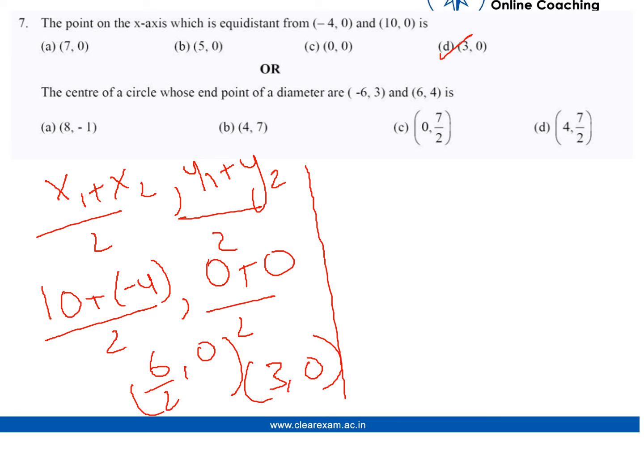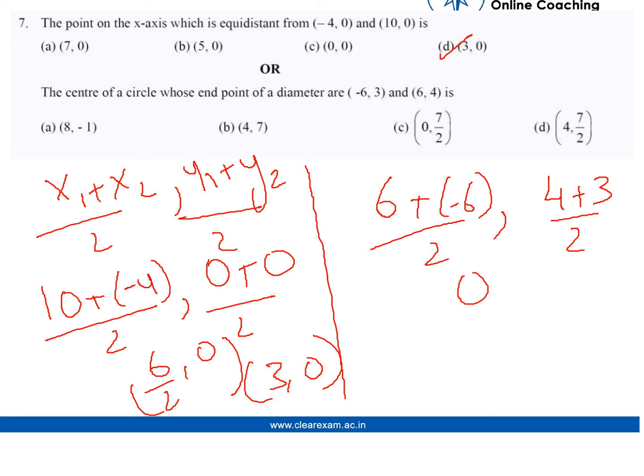Now for the second part, the concept is also the same. The center of a circle whose end points of a diameter are (-6, 3) and (6, 4). From here, from the same midpoint formula, (6 plus (-6))/2 and (4 plus 3)/2, that is 0 by 2, which is 0, and 7 by 2, which is the answer, (0, 7/2). So here the answer is C.